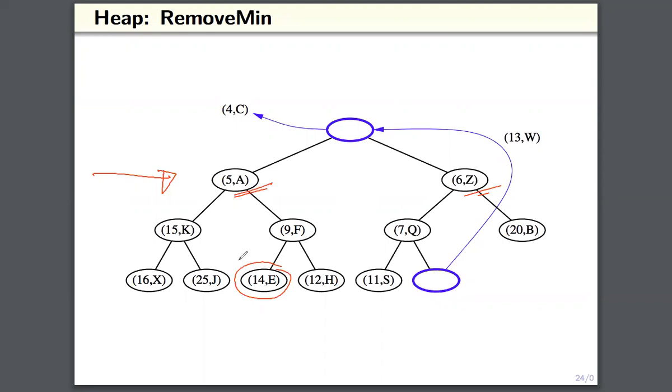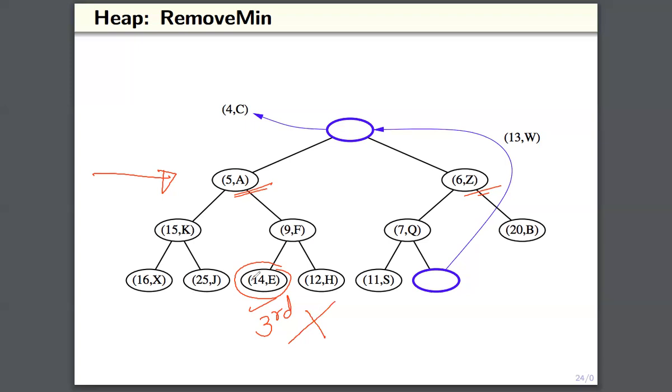It depends on how many levels, right? 0, 1, 2, 3. Then yes, that could be that level. So this can be a third priority item? Yes, it's log n. If we are talking about level 3, then the root is level 0, 5a is level 1, 9f is level 2, then 14e is level 3.